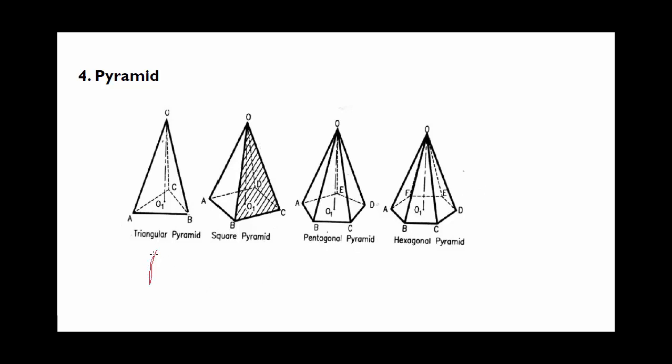If we consider this direction, the front view we will get is a triangle. In all the cases it will be a triangle. Now if we observe the top view, it will depend upon its shape. The top view for a triangular pyramid will be a triangle, for a square pyramid a square, for a pentagonal pyramid a pentagon, and for a hexagonal pyramid a hexagon. Each of the pyramids has an apex point, that is point O. Similarly, these are the axes of each of the pyramids.